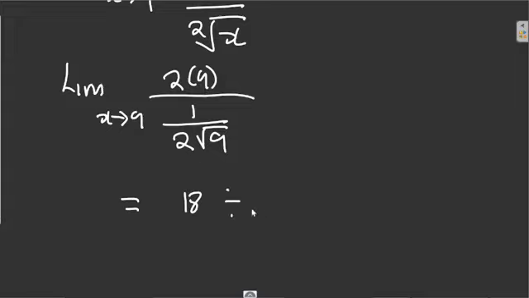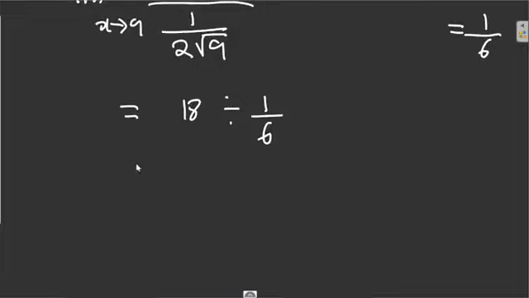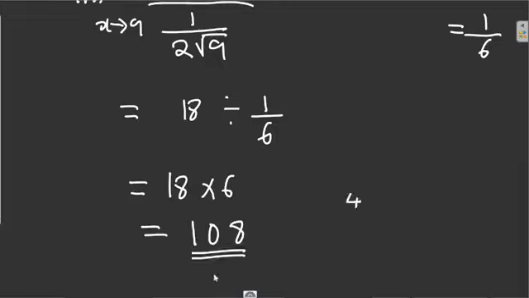Then divided by, so I'm using now this division. So the denominator is 1 over 2. The root of 9, we know that it's a 3. So it will be 1 over 2 times 3, which will be 1 over 6. So we are dividing by 1 over 6. And this is going to be written as 18 times 6, which will give us 108.